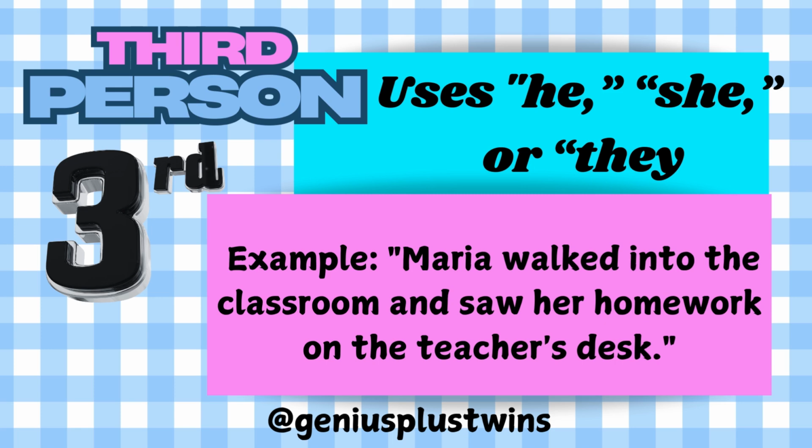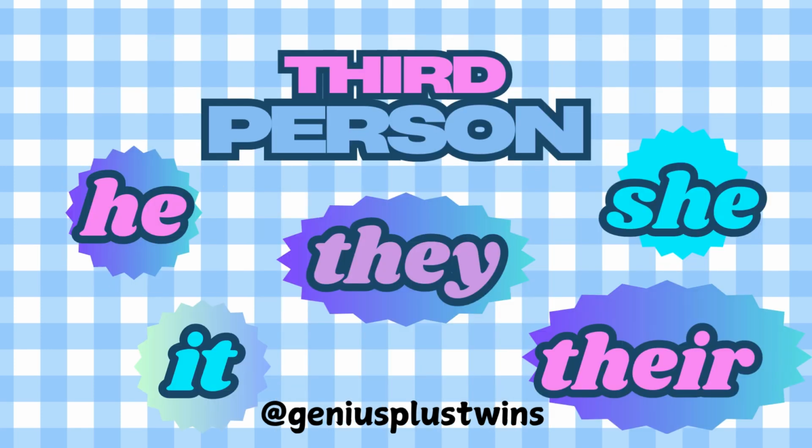Now we move on to the third person point of view. Let's start with an example. Maria walked into the classroom and saw her homework on the teacher's desk. Third person uses words like he, she, it, they, them, his, her, or their.